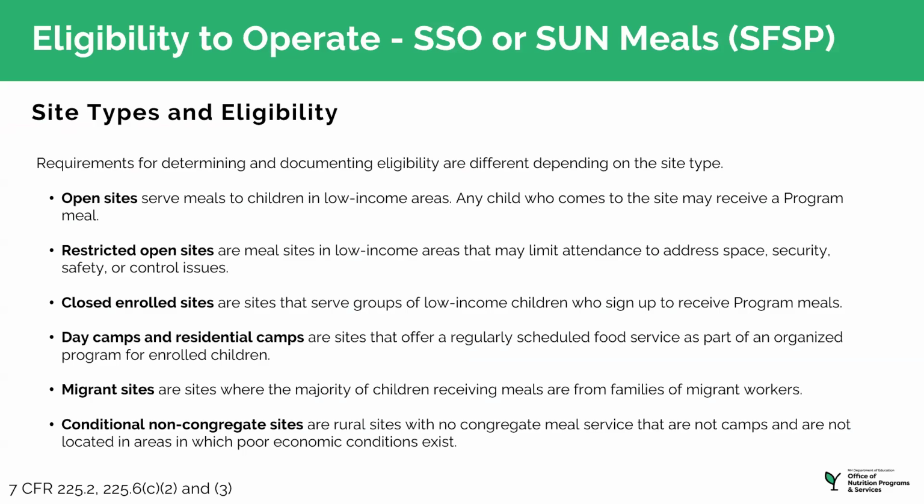An eligible site is a site that qualifies to operate either SFSP or SSO. There are multiple types of sites that may provide SFSP or SSO meals. Requirements for determining and documenting eligibility are different depending on the site type that's picked. The different sites are open sites, restricted open sites, closed enrolled, day or residential camps, migrant sites, and conditional non-congregate sites.